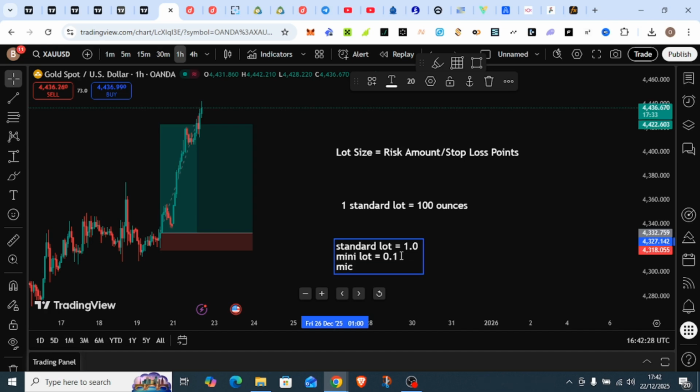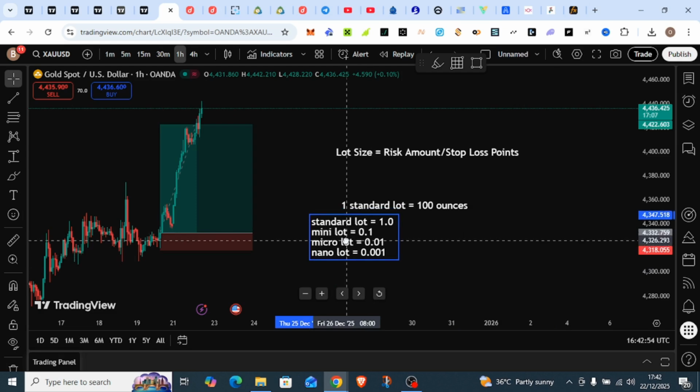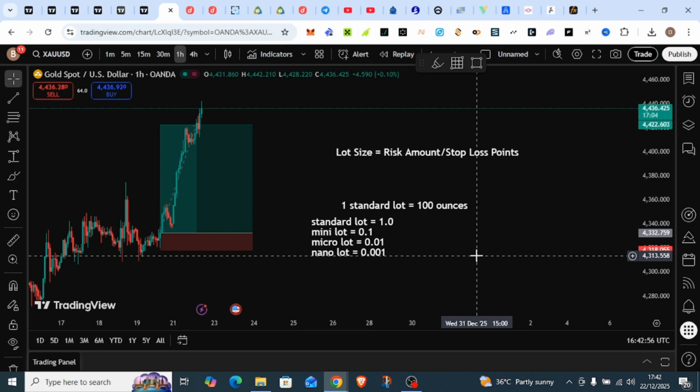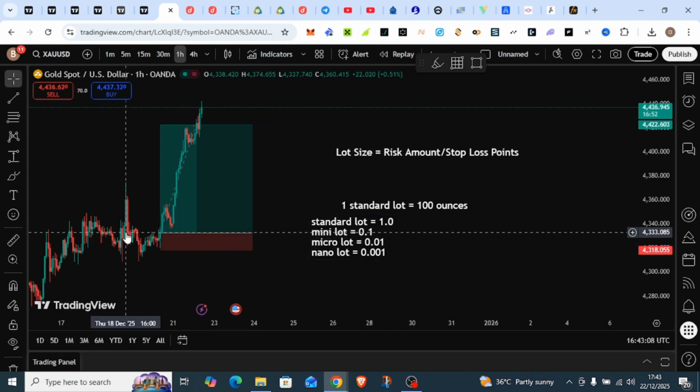The next one is micro lot. Micro lot is equal to 0.01. Then we have nano lot, which is equal to 0.001. There are some brokers that allow up to 0.001 lot size in gold. So take note.